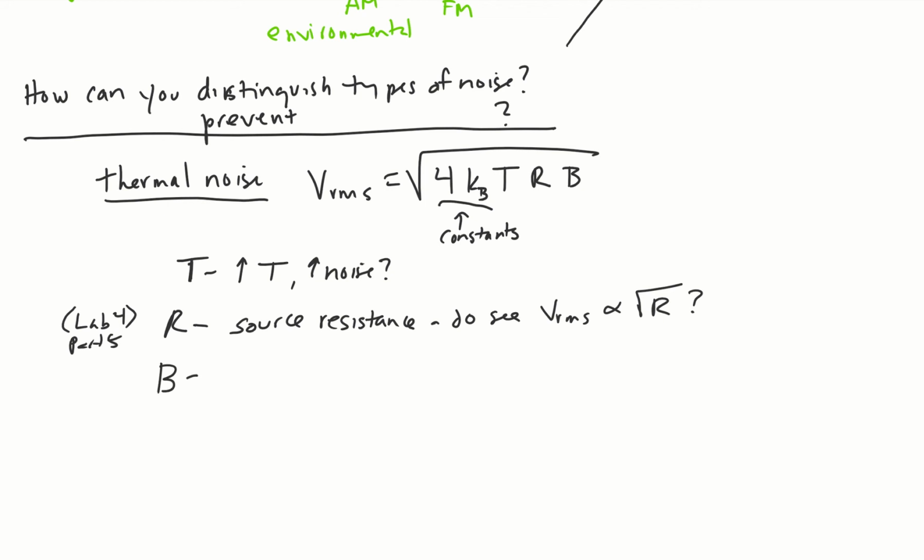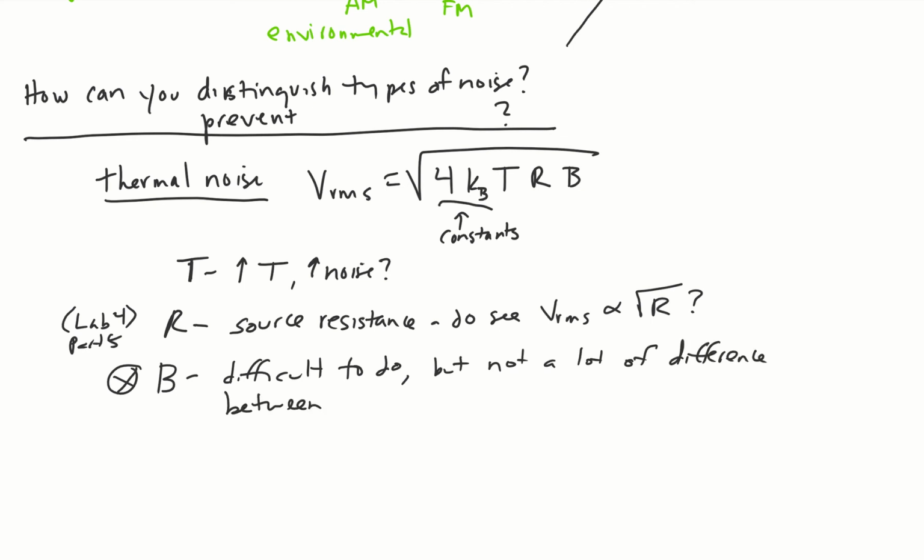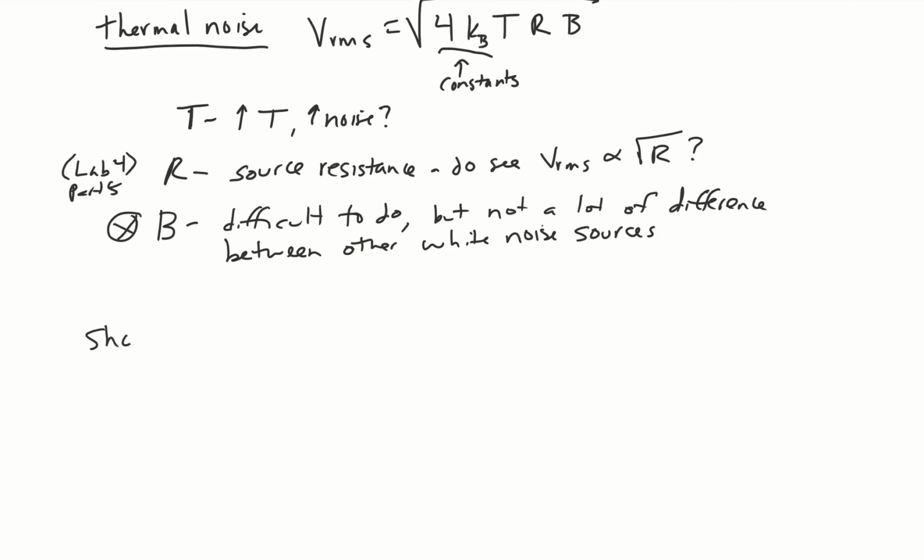And then finally, sure, bandwidth is listed there, but it's not really a good option here. So this is difficult to do. I mean, you can look at different bands, but there's not a lot of difference between other white noise sources. If you remember, if we move on to shot noise, it also has this bandwidth dependence.